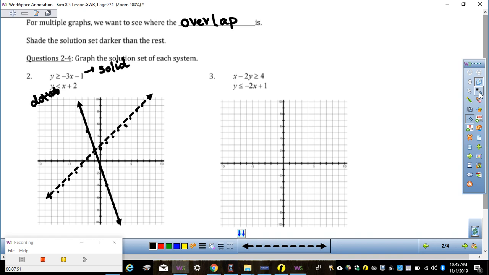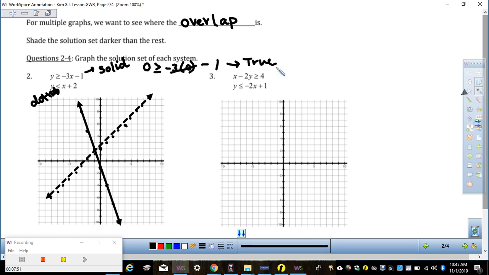All right, so now for the test points. Both of these we can use 0, 0 again. And like I said in the first example, I don't need to see a ton of work for this, but just show me plugging in 0 to this first inequality. I think we can all agree that this -3 times 0 goes away, and I'm left with the statement that 0 is greater than or equal to -1. This is true, which means I want to shade the side of the line that contains 0, 0.